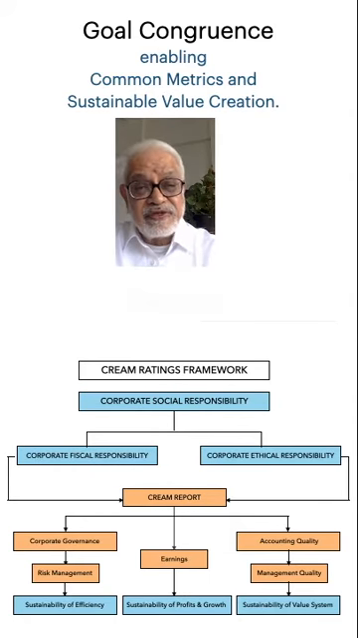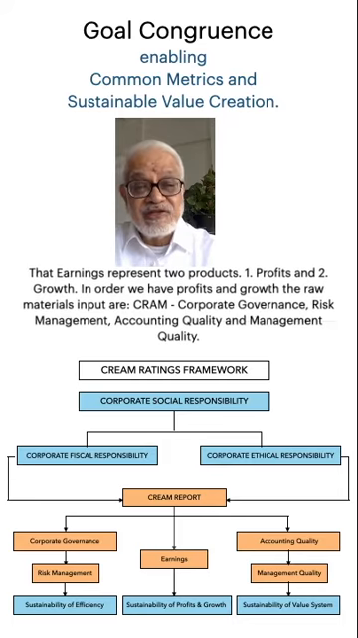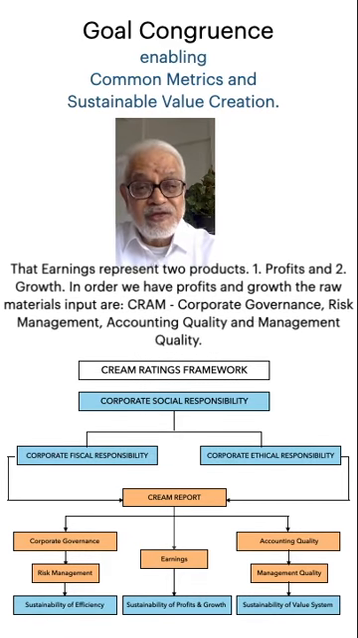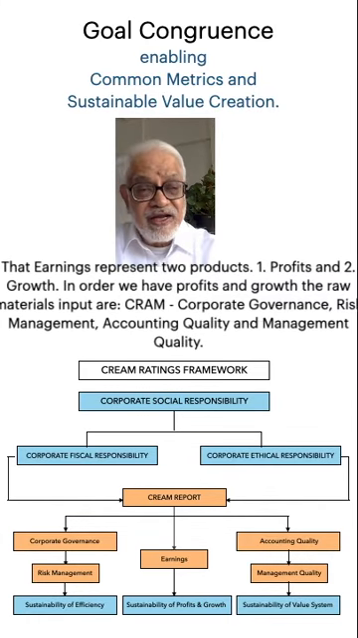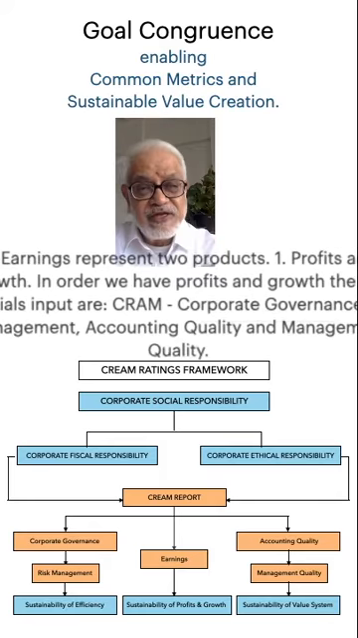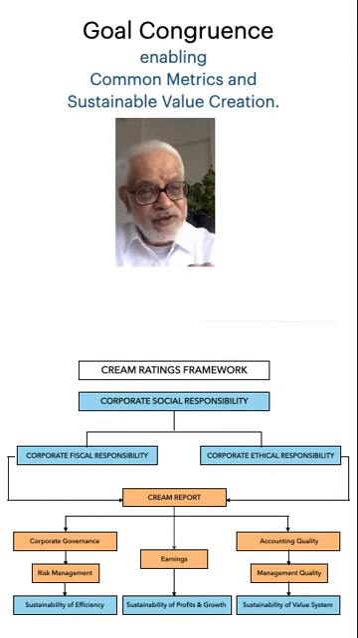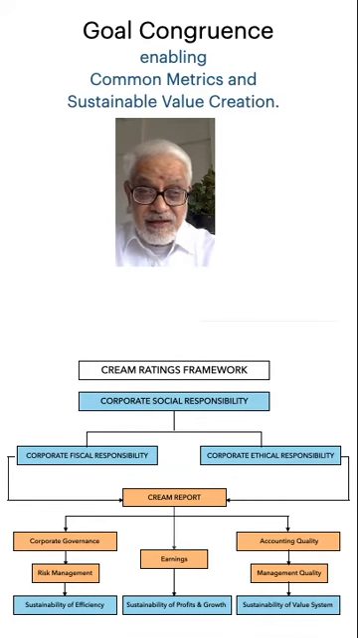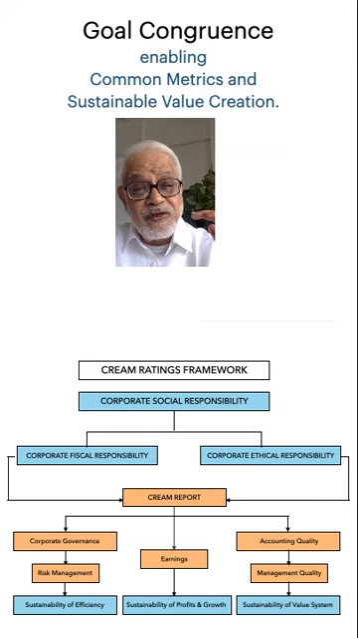The earnings represent two products every company has. One is profits, another is growth. In order that we have profits and growth, the raw material inputs are CRAM. That is corporate governance, risk management, accounting quality, and management quality. We also said corporate governance and risk management, the sustainable efficiency factors, provide you with definitely profits, no doubt about it. When you fail, the profits also fail. Whereas a sustainable value system alone can assure sustainable profits as well as growth. So a sustainable value system is the most important thing in running an organization.